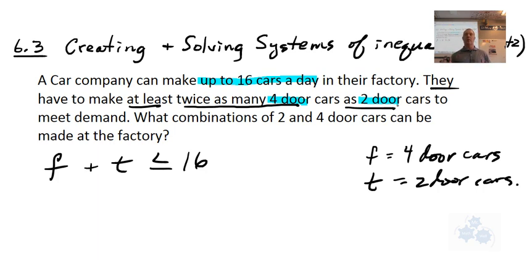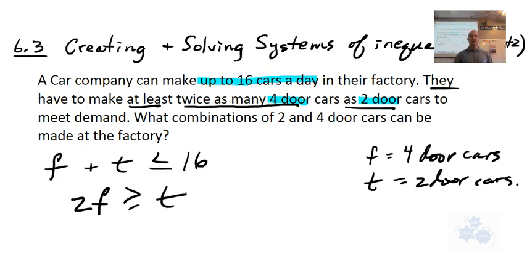You have to be real careful because you might say, oh, twice as many four-door cars, that's 2F, and 1T, and it's less than or equal to, or greater than or equal to, and just throw it out there. You have to be careful that the inequality makes sense. Okay, so let's just say twice as many four-door cars. So let's just go 2F, has to be, let's say, greater than or equal to T.